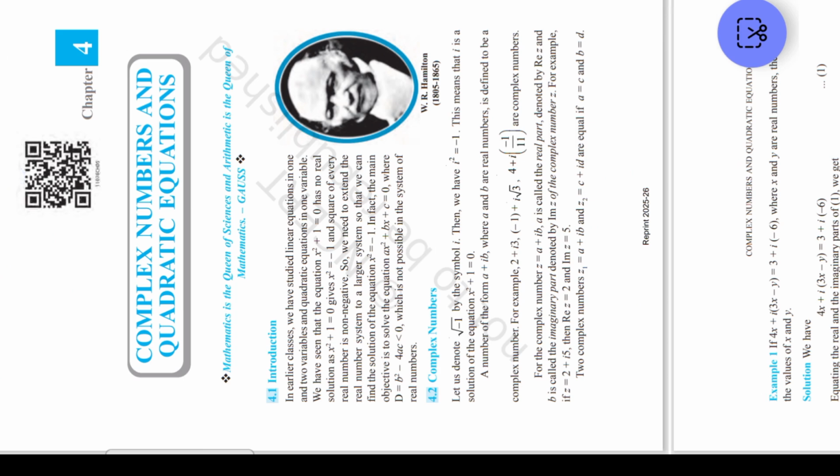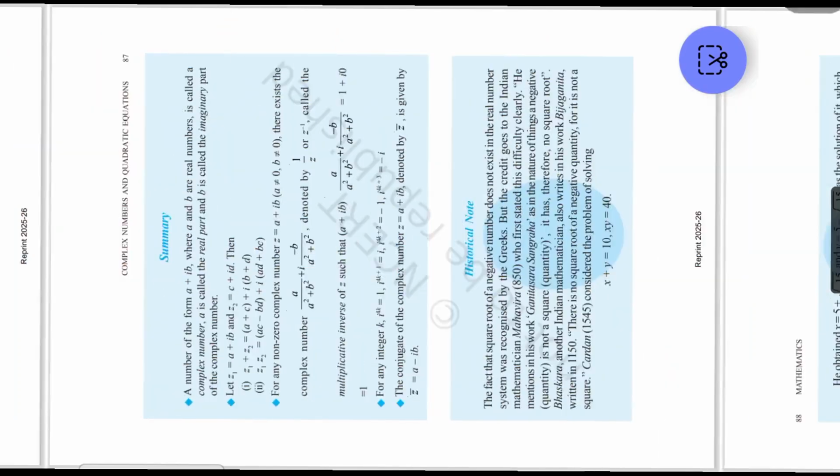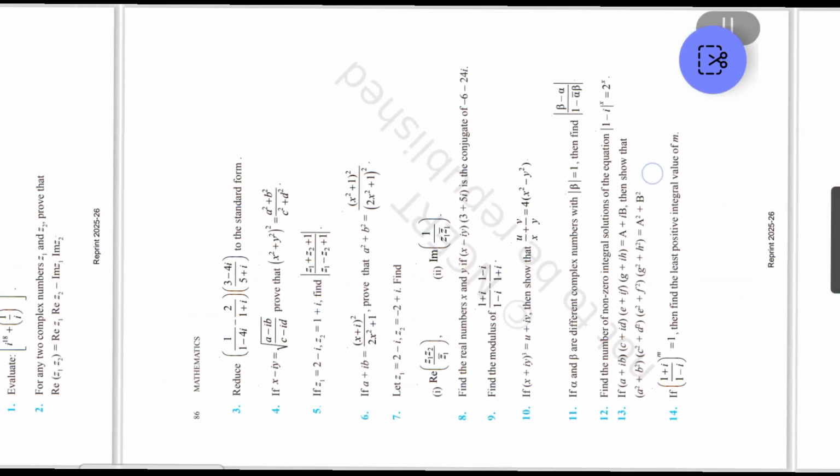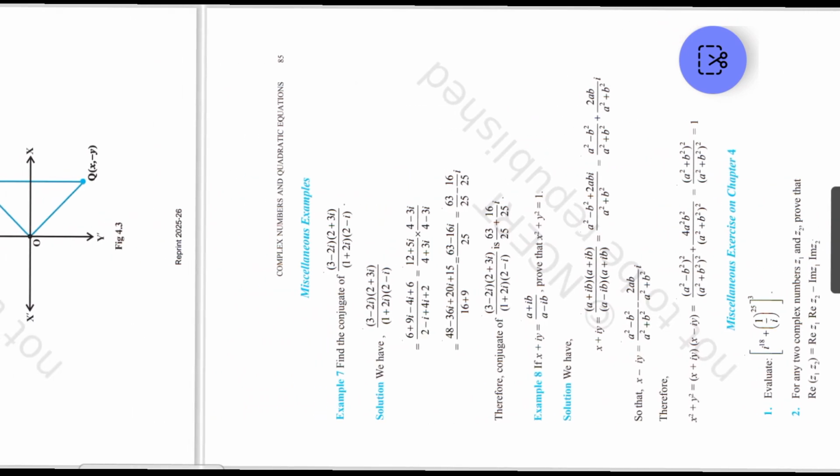Next, the fourth chapter is complex numbers and quadratic equations. Complex numbers: 1 question for 2 marks and 1 question for 3 marks. Totally 5 marks you get very easily in this chapter. This is a very easy chapter. When you understand complex numbers, this chapter is important.